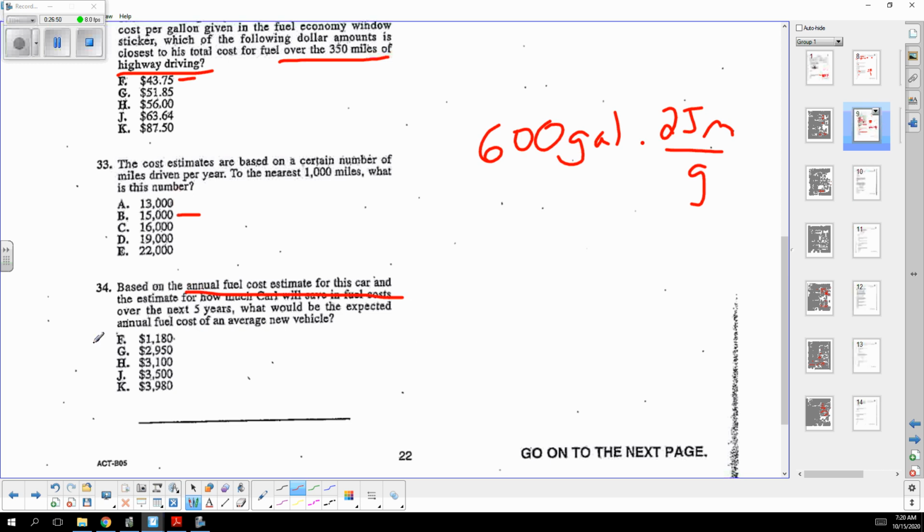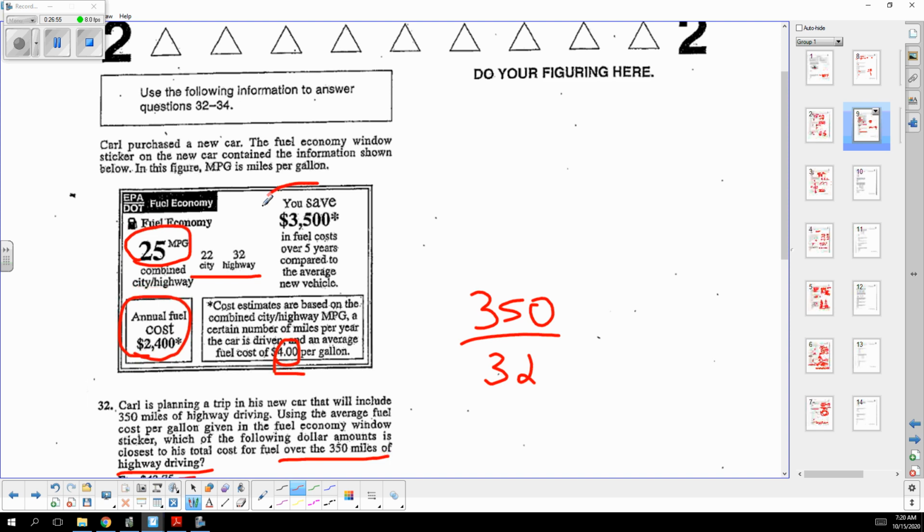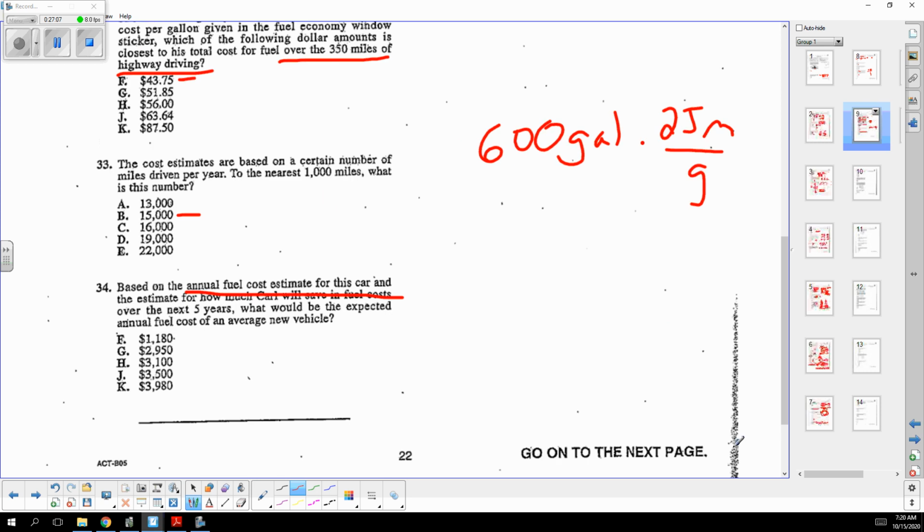Based on the annual estimate for how much he'll save over the next 5 years. So it says that much, which means over 5 years, that's $3,500, is $700 savings per year. So how much would he expect to be the annual cost? It's based on the model that the annual cost is this. So he should have spent $700 over if he didn't have an economy car.